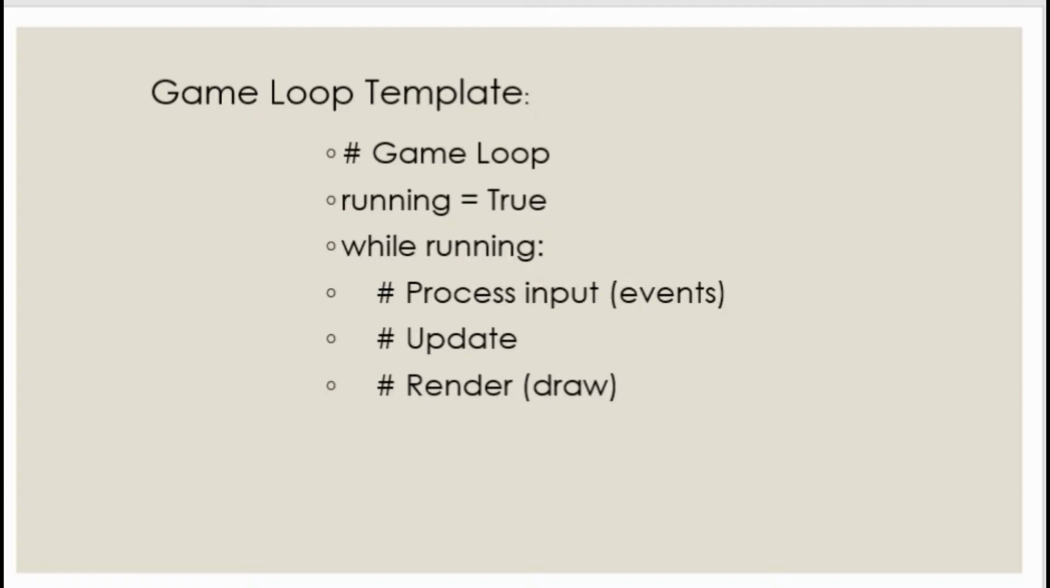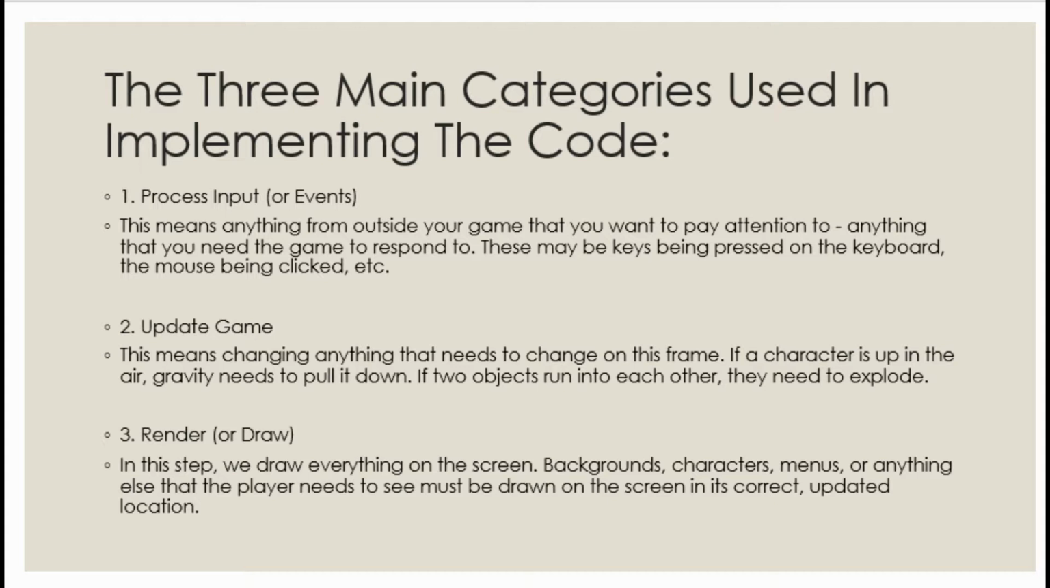At first, we should all know that the heart of every game is a loop, which runs over and over again in a constant manner. So in my code, I focused on 3 main categories. The first one is the process input. The process input means anything from outside my game that I want to pay attention to, such as a key pressed on the keyboard or the mouse.